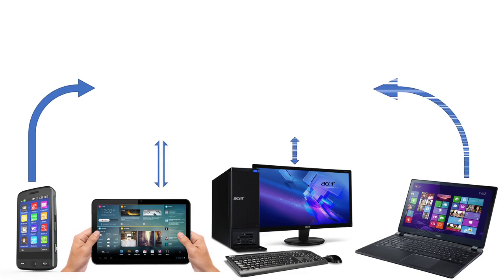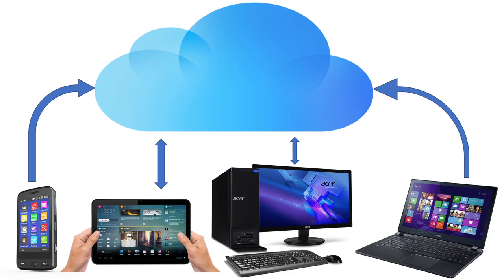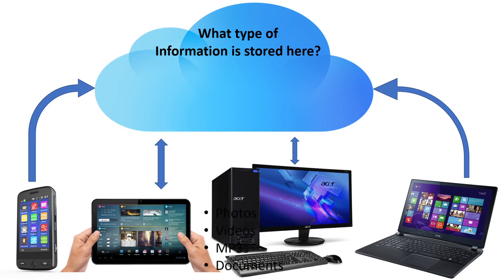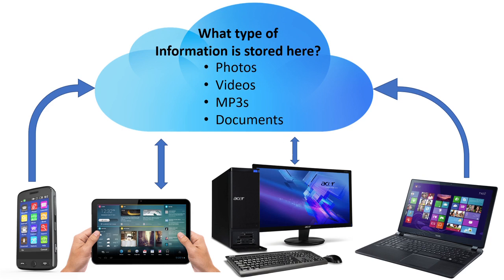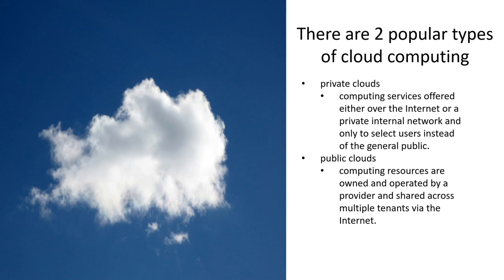And all of these devices shown do have some sort of cloud storage. The type of information that is stored here can vary from photos to videos, MP3s, documents. Almost anything that you can store on your computer or phone can be saved in cloud storage. There are two popular types of cloud computing. One is private and one is public.